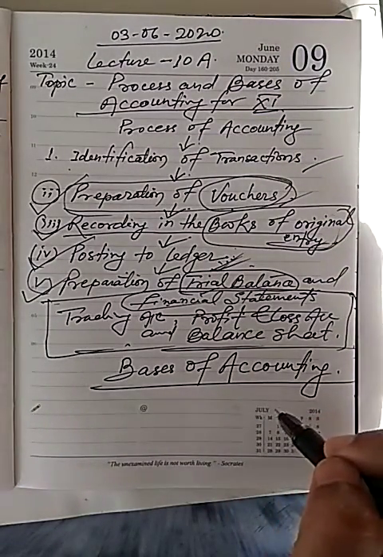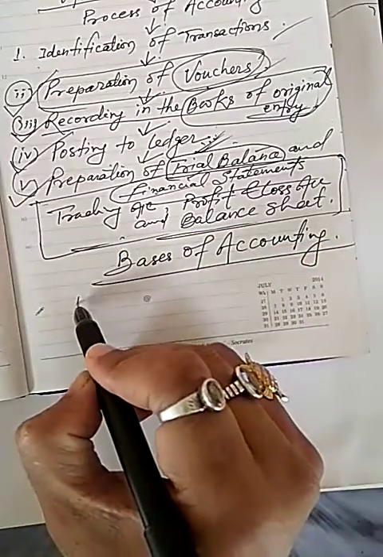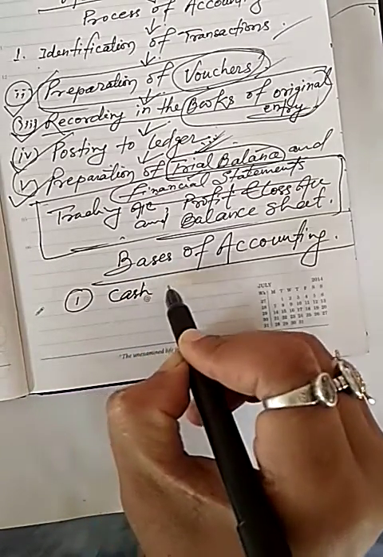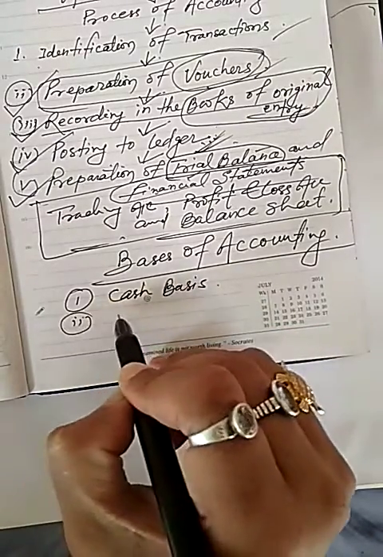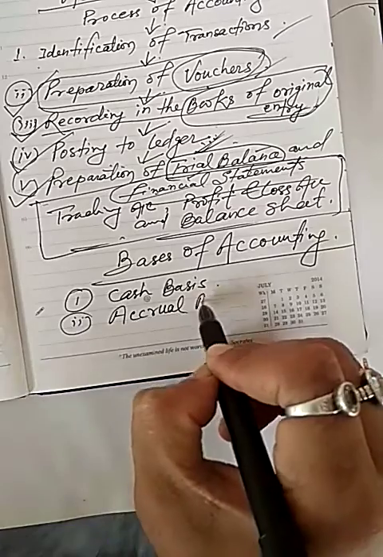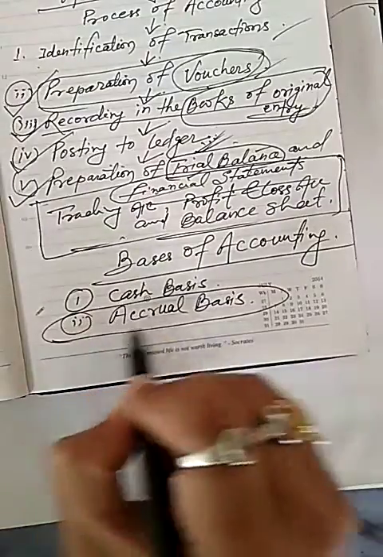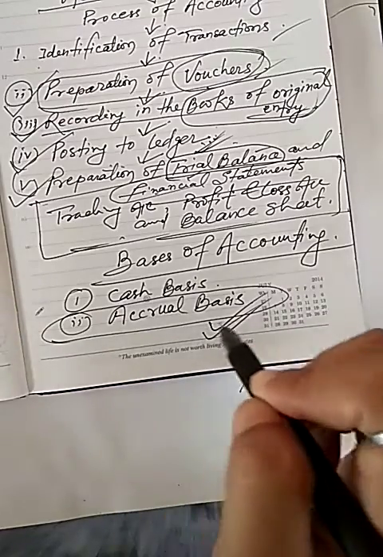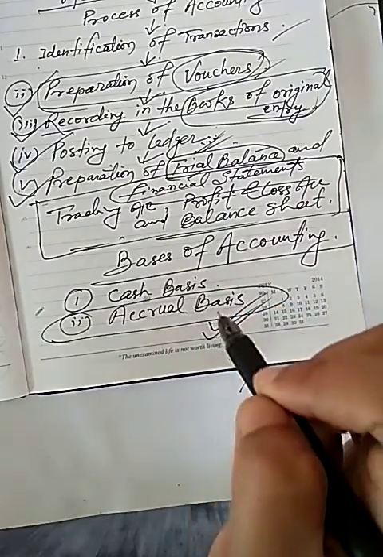Basis of accounting. There are two bases of accounting. First is cash basis and second is accrual basis. I have also explained the accrual concept in my previous video. There are two bases of accounting.